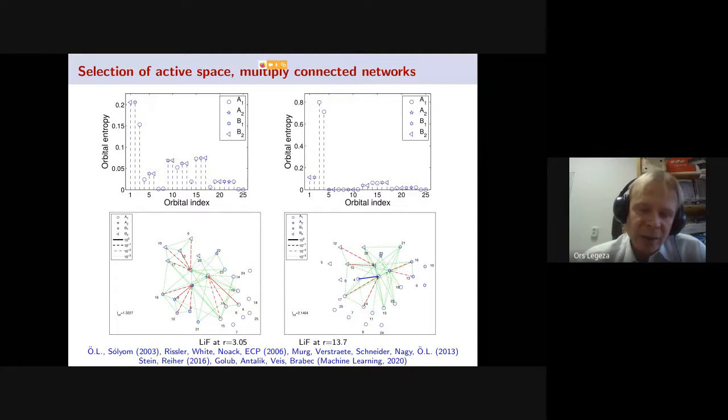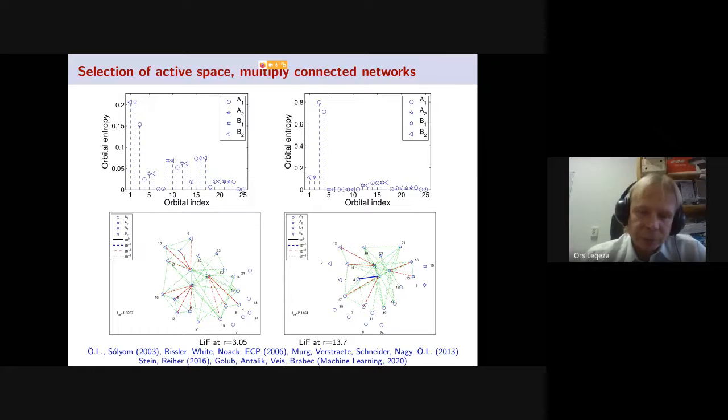And there was some automatic selection of active spaces by Stein and Reiher, and recently Golub, Antalik, Veis, and Legeza coupled these schemes with machine learning, so they are trying to teach some algorithms what would be the best orbital sets for the different elements coupled to different environments.